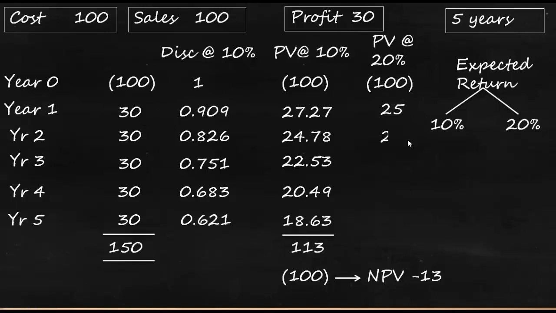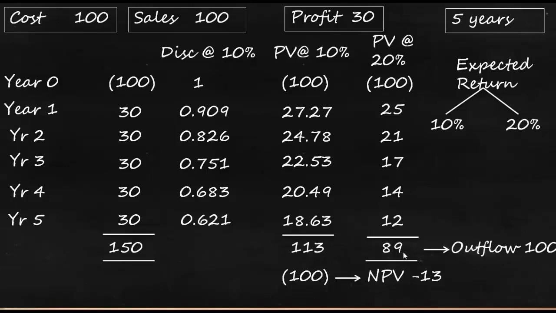And if you're going to get 30 after 2 years, it is equal to 21 now. And after 3 years it's equal to 17, 4 years it's equal to 14, and 5 years it's equal to 12. So the 5 years cash flow, which is 150, will be equivalent to a present value of 89. You have received 150, but its present value is 89 if you are expecting a 20% return. So here your outflow was 100, whereas the inflow is 89. There is a negative NPV to the extent of 11.